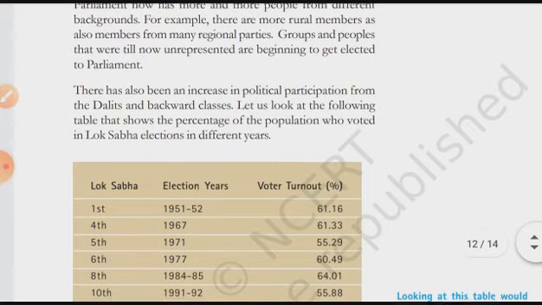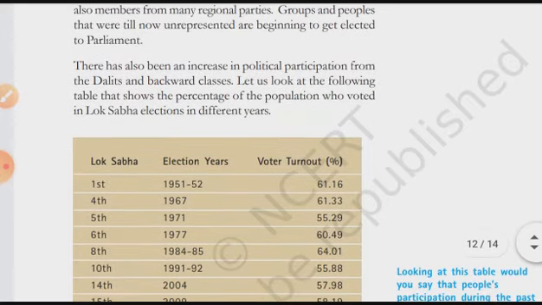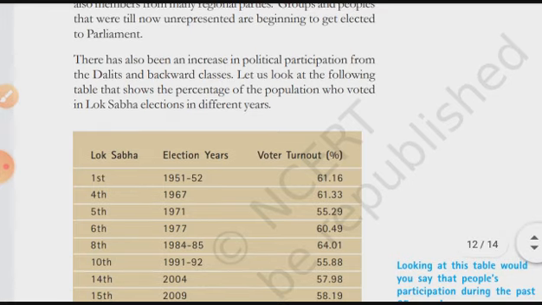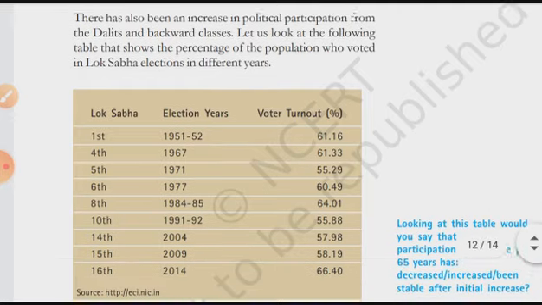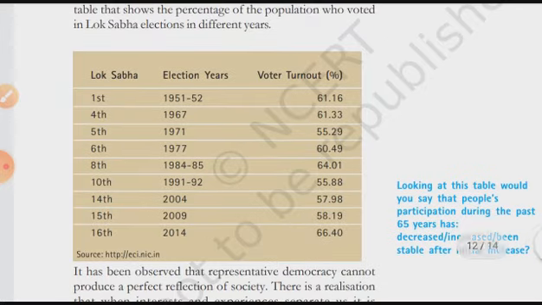There has been an increase in the political participation of Dalits and backward classes, as I have already told you, that is the lower caste people as well as the backward classes. Even the participation of women has increased in the functioning of the parliament. Let us look at the following table that shows the percentage of the population who voted in Lok Sabha elections in different years. Here they have given how many people participated in the different elections.